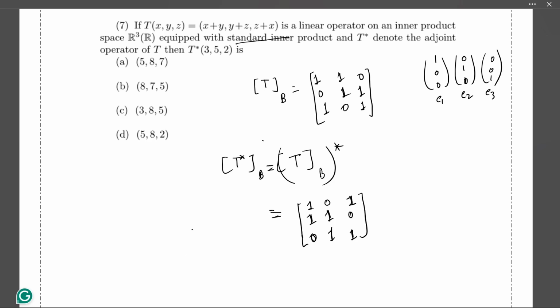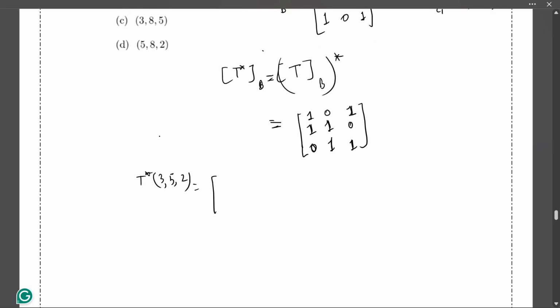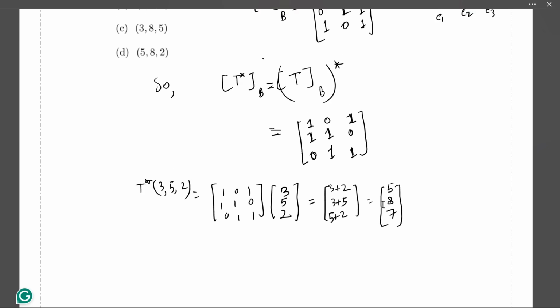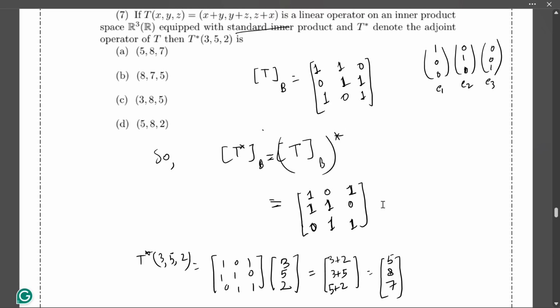Now T star of 3 5 2. This can be calculated by this matrix only, the matrix you got for this: 1 0 1, 1 1 0, 0 1 1. Apply it on 3 5 2. You get 3 plus 2 in the first coordinate, 3 plus 5 in the second coordinate, 5 plus 2 in the third coordinate. This is 5 8 7. Yes. So which option is correct? Option number 8.